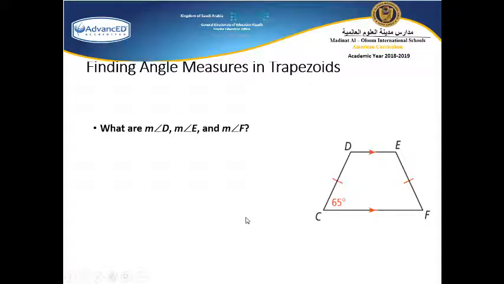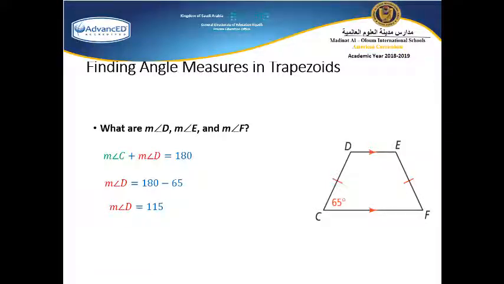How to find the measure of the angles of the trapezoid? This is an isosceles trapezoid. How to find the measure of angle D, E, and F? Since we have two parallel sides of the trapezoid, then the measure of angle C and the measure of angle D are supplementary interiors. Their sum is 180. Then the measure of angle D equals 180 minus 65. Then the measure of angle D equals 115.